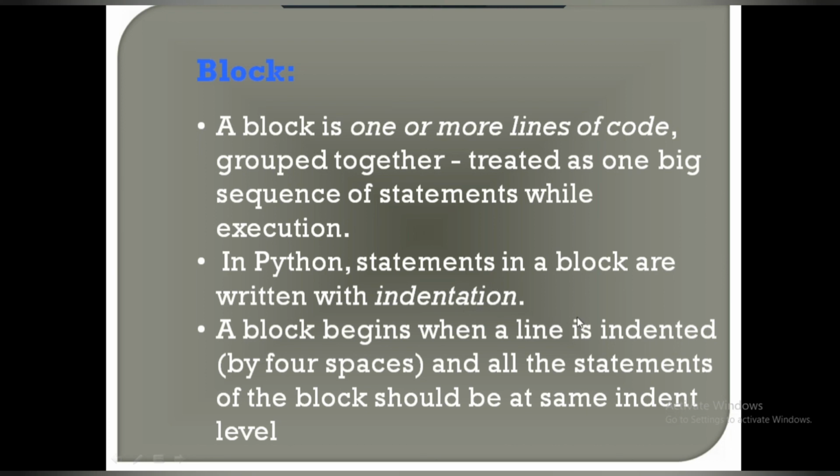In C++ we are using the curly braces. Here there is no curly braces. Instead of using curly braces, we are using only the indentation to specify the block of statements. So a block begins when a line is indented by 4 spaces, that is one tab space. First indentation has 4 spaces, that is one tab space, and all the statements of the block should be at the same indent level. So one set of statements you just write at the same indentation level.